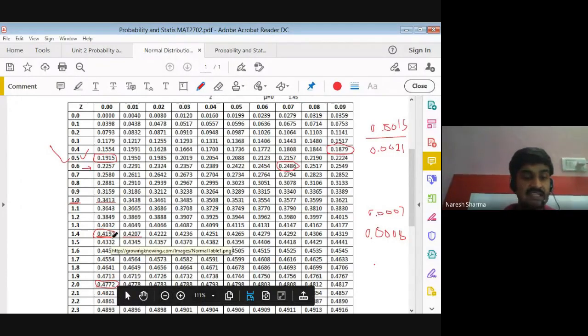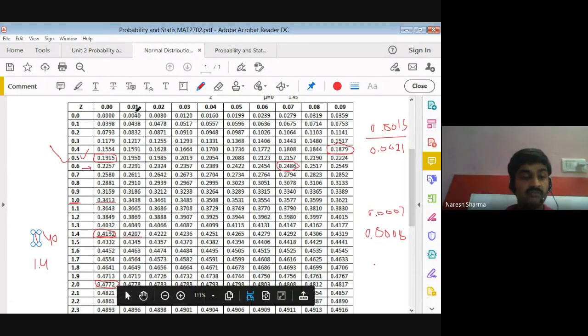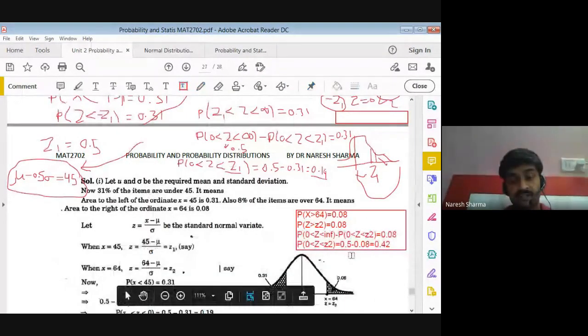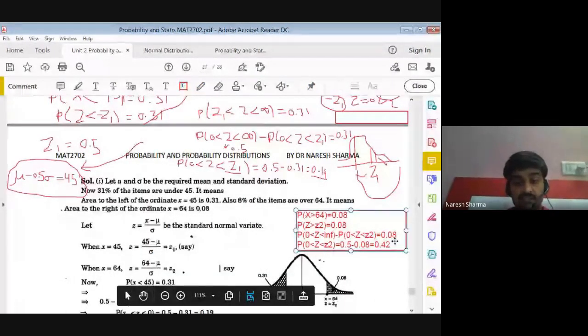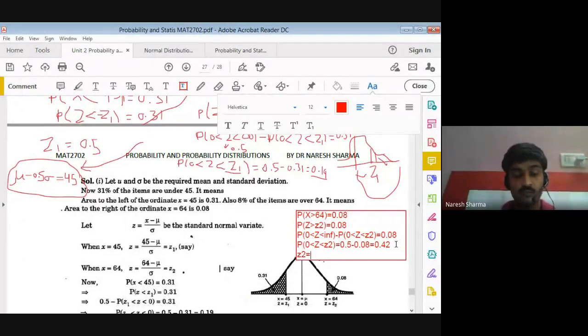But for the easiest calculation, I think we can choose this one because its value is 1.4 and this one is 0 only, right? Else you can go for 1.4, and if you go for this one, then you take 1.41. So it's your choice, right? I am taking this one just for the easy calculation. So this gives us z2 is equal to 1.4, right? So same equation we just put in the same equation here.